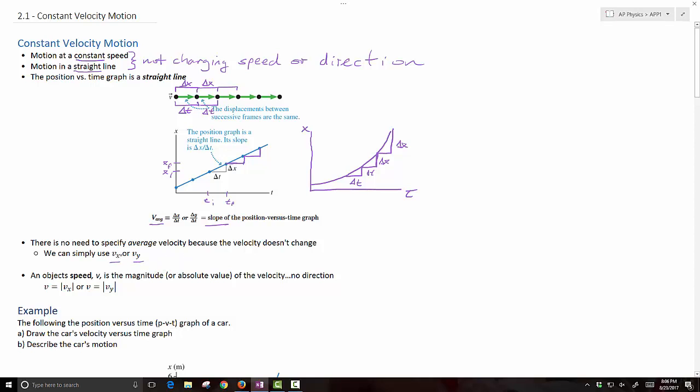And remember that just because I use these subscripts doesn't mean this is still a vector. Using the subscripts indicates that it's a vector. So Vx is the same as Vx. Right. Okay. An object's speed. So we talked about this before. The speed, which we can just write as a v without any kind of indicator, is the magnitude, or just the absolute value of the velocity. In other words, there's no direction.